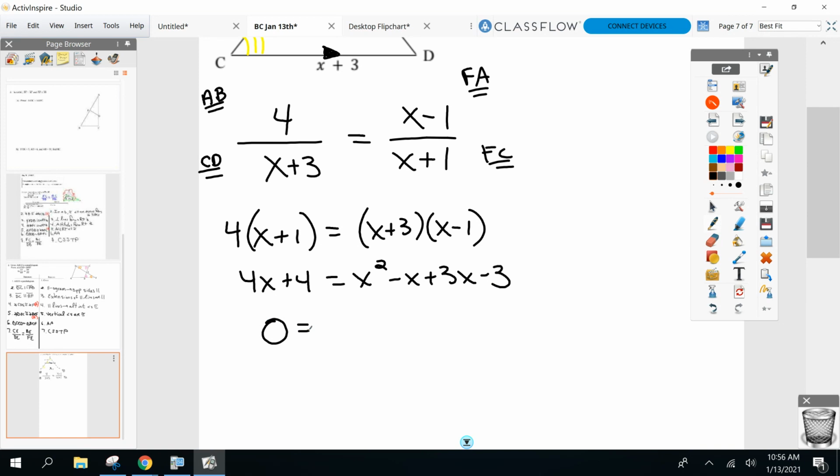Keep your x squared positive when you're deciding what to move over. Keep your x squared positive.